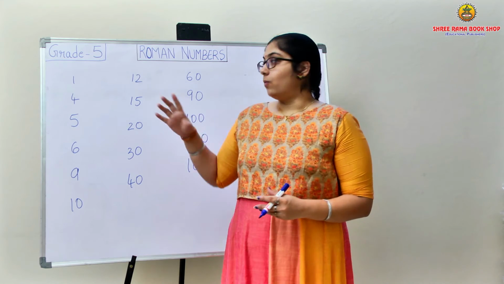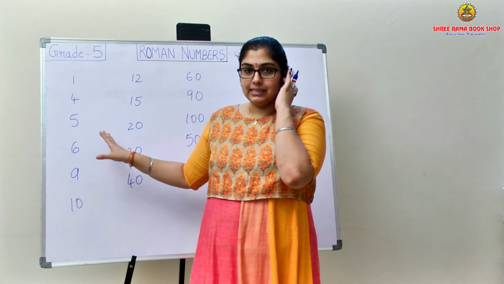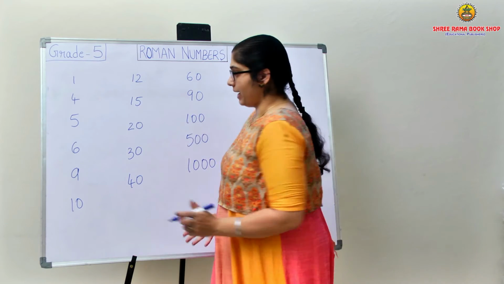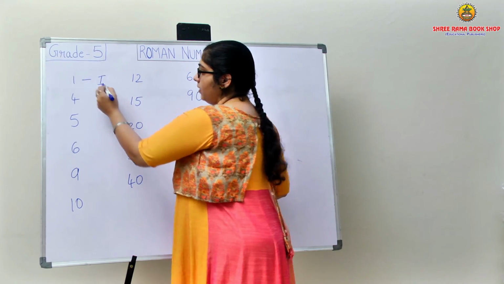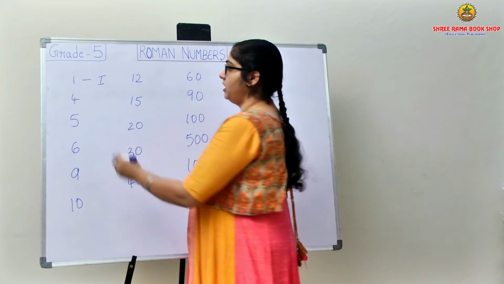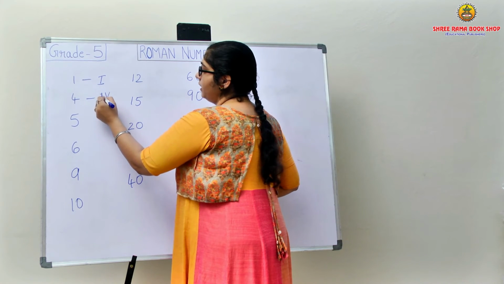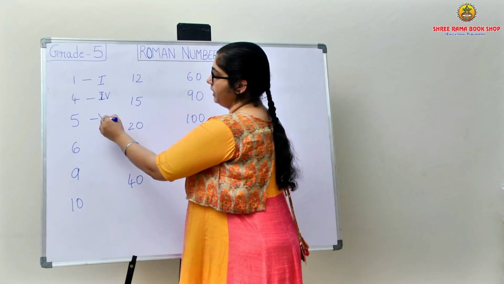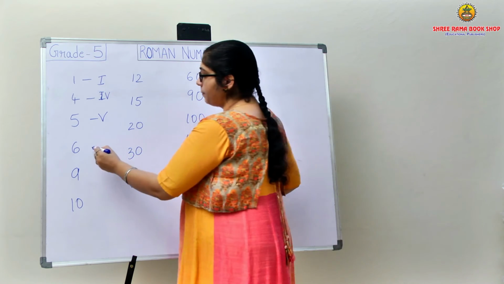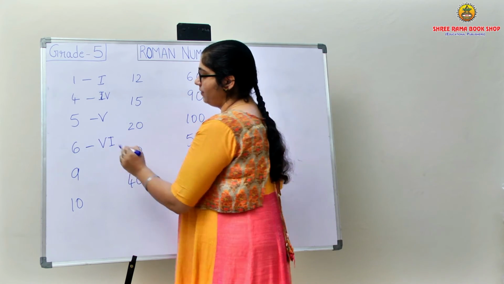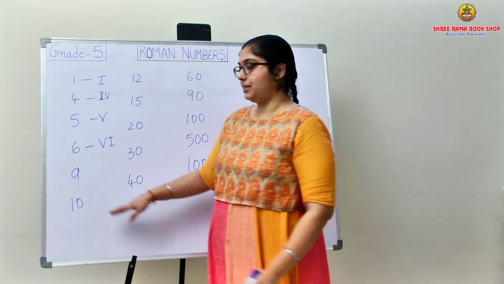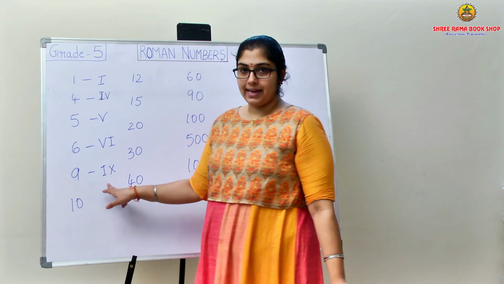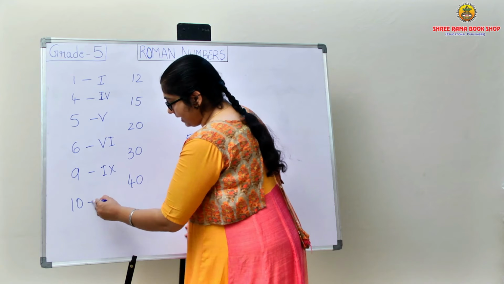Okay. So here on the board I have random numbers so that I can represent and make you learn. So 1 is represented by I, you already know that. Then 4 is represented by IV, we already know, right? And 5 is represented by V, and 6 is represented by VI. We already learnt in previous classes. And 9 is represented by IX, right? And 10 is represented by X.